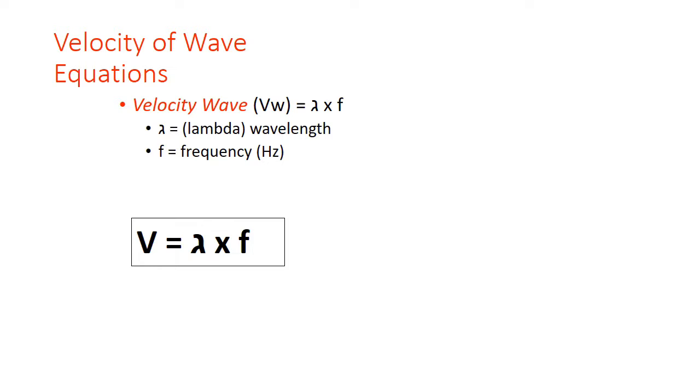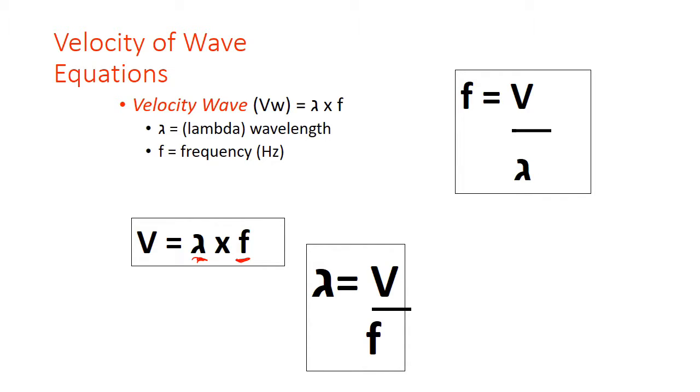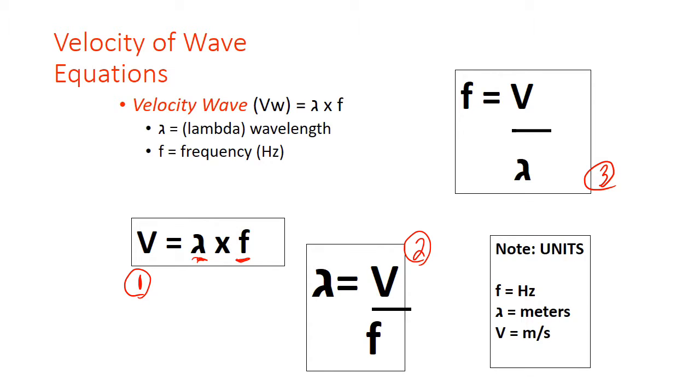The velocity of a wave will be equal to lambda, which is the wavelength, times the frequency of the wave measured in hertz. Similarly, you can solve for lambda if you know velocity and frequency, and you can also solve for frequency if you know the velocity of the wave, the speed, versus its wavelength. So again, this is your first equation, and the other two can be derived from it, and we should have those all added to our note card because we'll be using these to solve the different problems.